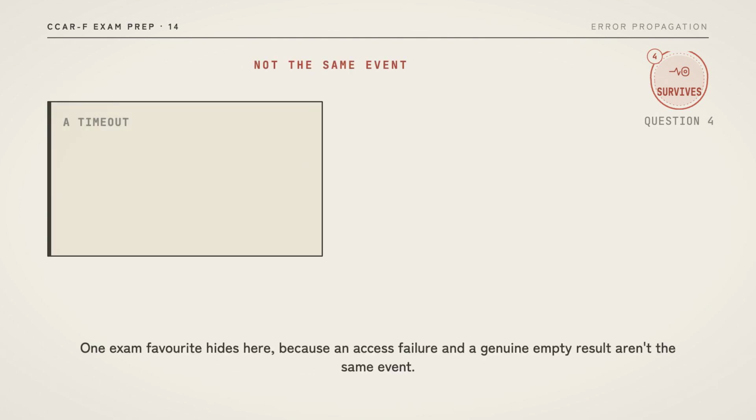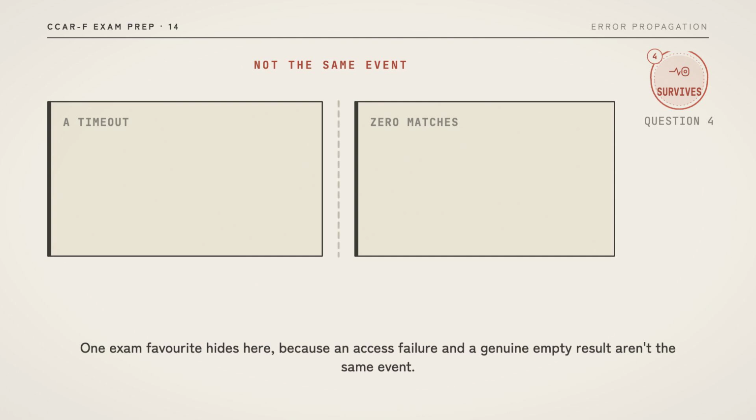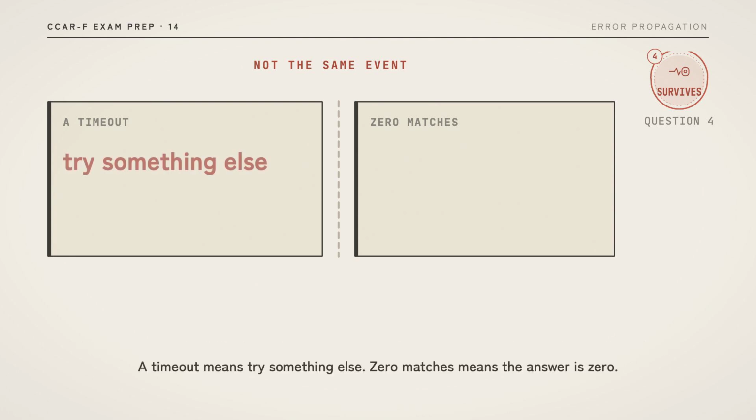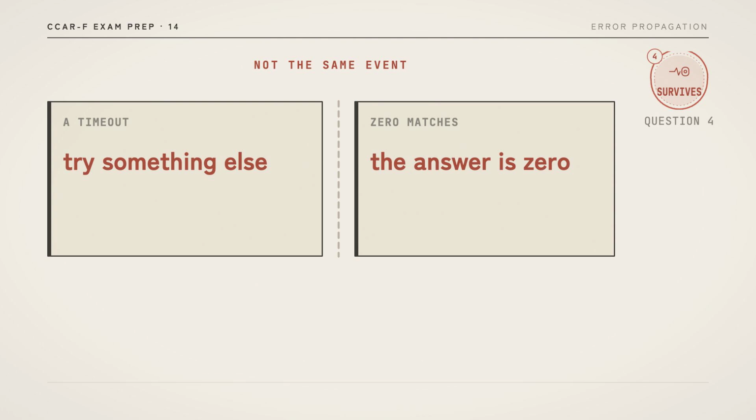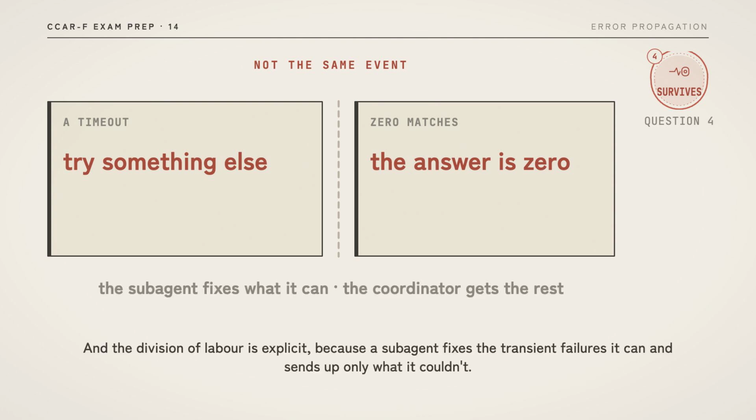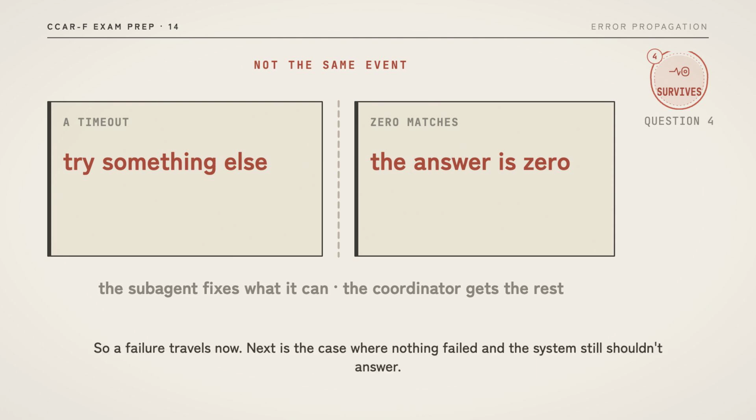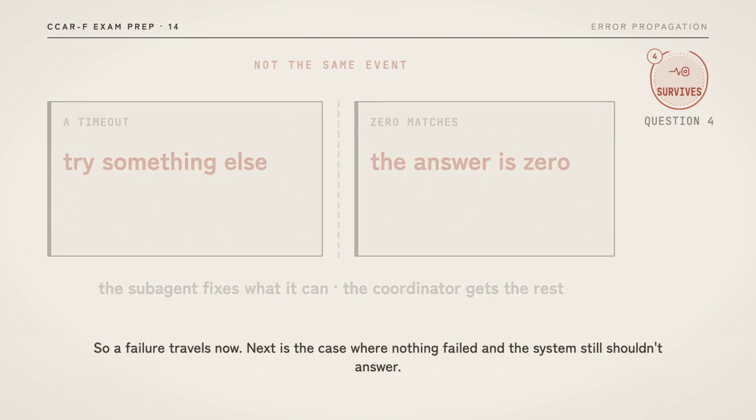One exam favorite hides here because an access failure and a genuine empty result aren't the same event. A timeout means try something else. 0 matches means the answer is 0. And the division of labor is explicit because a subagent fixes the transient failures it can and sends up only what it couldn't. So a failure travels now. Next is the case where nothing failed and the system still shouldn't answer.